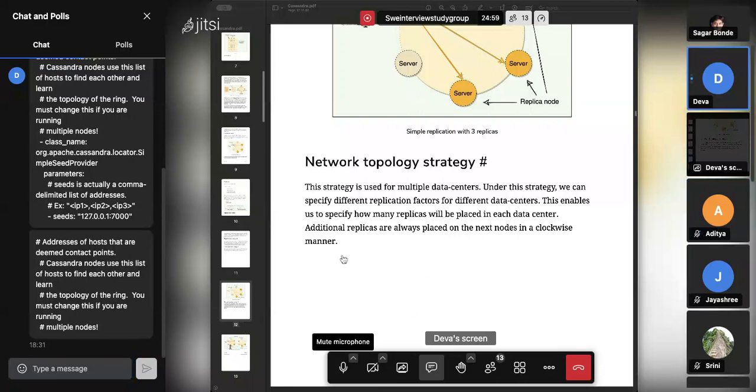See, if you read that, Cassandra nodes use this list of hosts to find each other and learn the topology of the ring. You must change this if you are running.